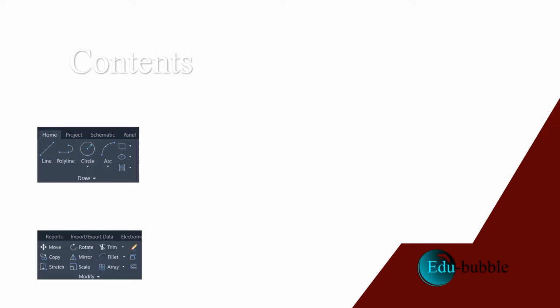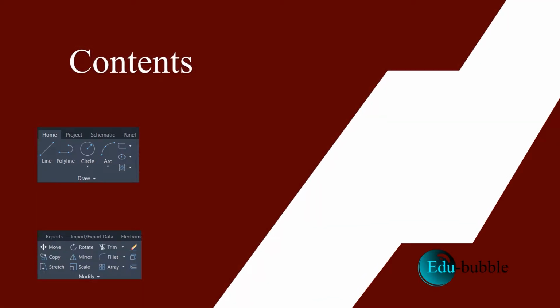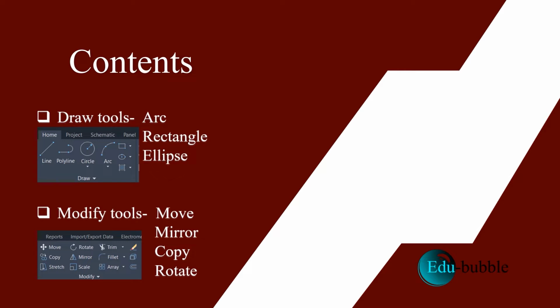Previously, we have learned the use of line, polyline and circle tools of draw panel and some of the modify tools like erase, trim and offset. Well, in this part of the video series, we are going to be familiar with arc tool and its variations. Secondly, use of rectangle and ellipse. And also some of the modify tools like move, mirror, copy and rotate. Later on we will practice simple two-dimensional drawings. So without wasting time, let's get started.